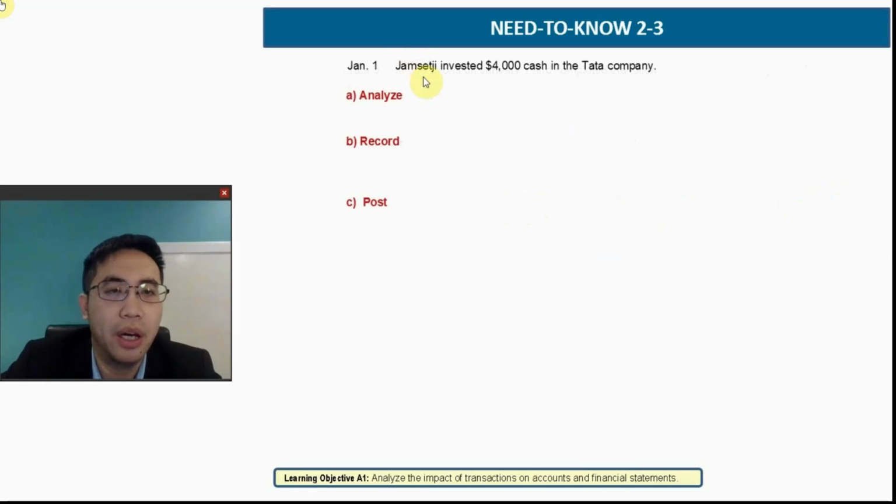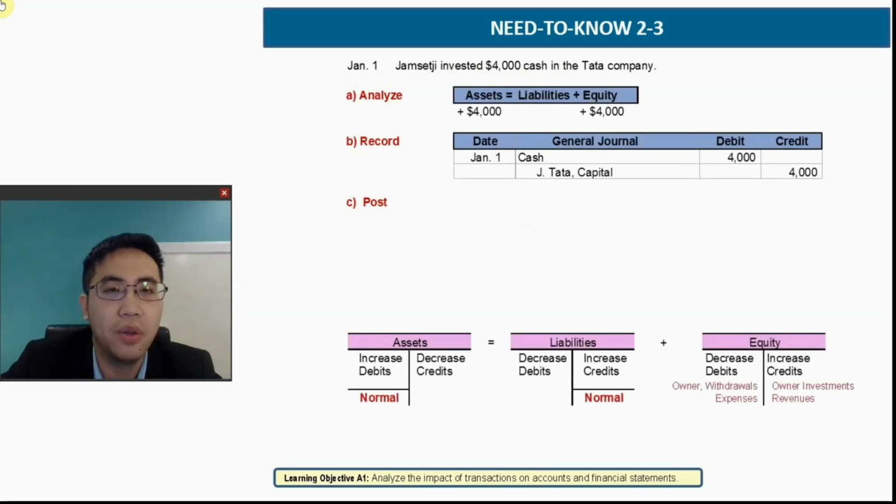The first one, a person invested $4,000 cash in a company. So that's a 4,000 cash increase, and on the other side of the equation, the equity increased by 4,000. If you record it in a journal entry, you will see that cash got a debit. This is the assets, and when they increase it's a debit. Your equity, represented by owner's capital, got an increase as well, so that's a 4,000 credit.